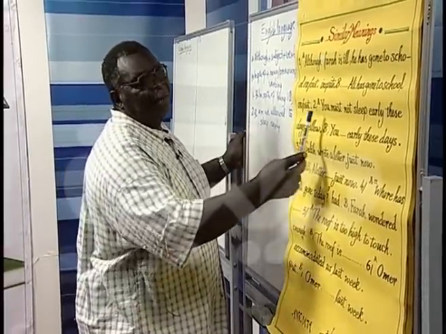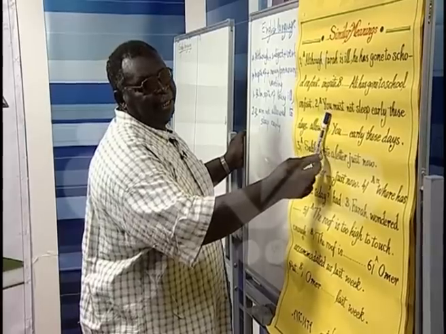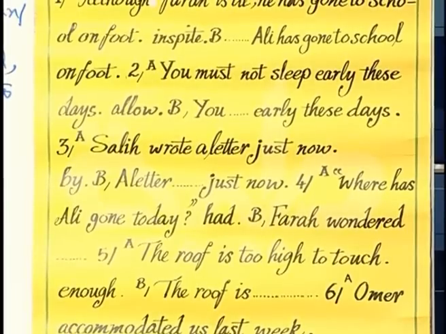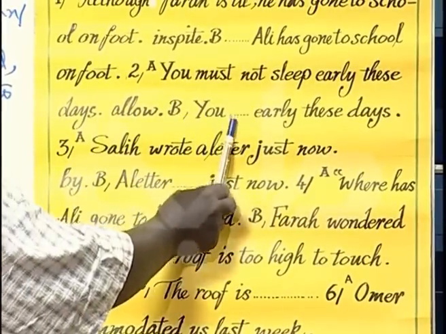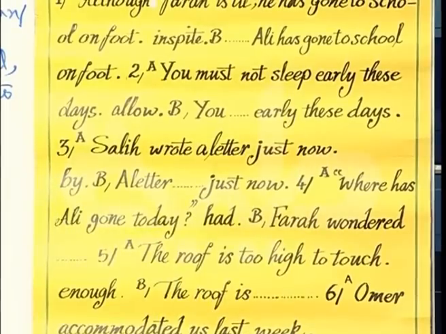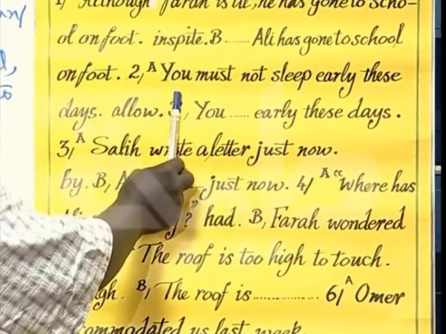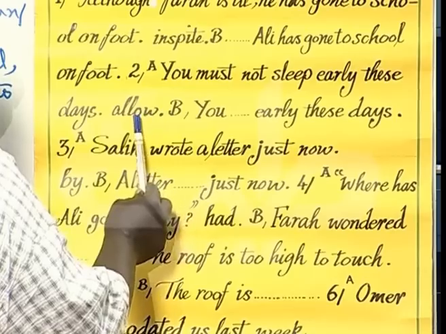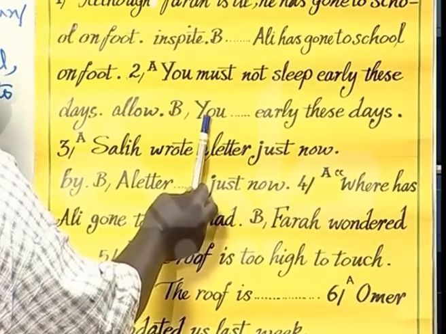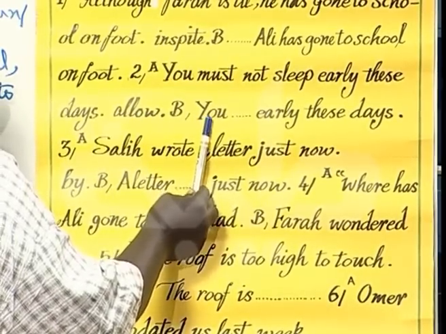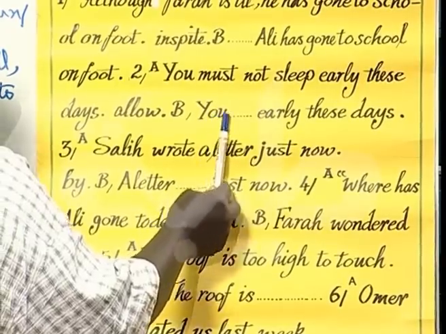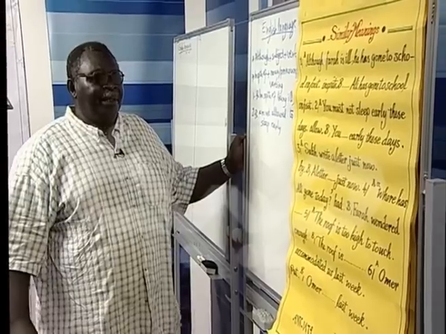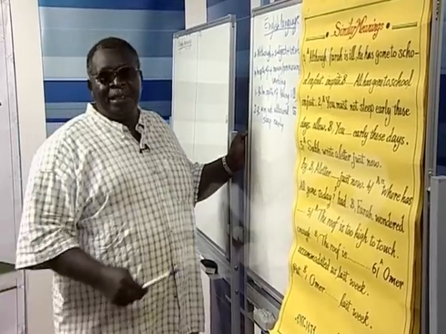Suppose here we have Ali instead of you. You say Ali must not sleep early. What are you going to say? I'm sure you can tell the answer. You will say Ali is not allowed to sleep early these days. Suppose you are talking about yourself. You say I must not sleep early these days. The sentence has allow here, and the sentence begins with I. I'm sure you can tell it. You will say I am not allowed to sleep early these days. This is number 2.